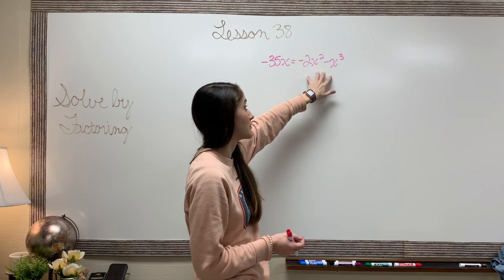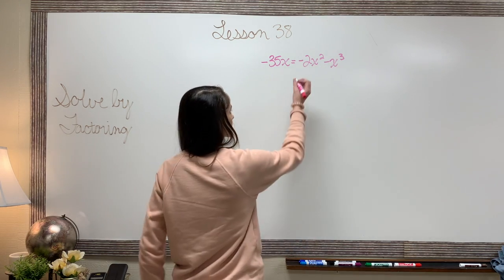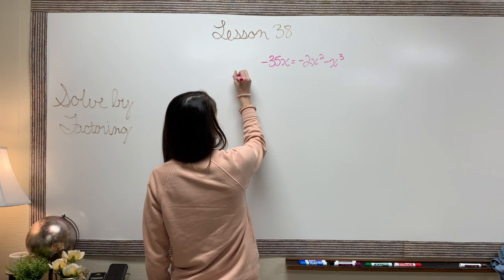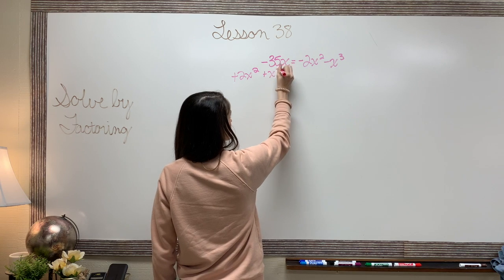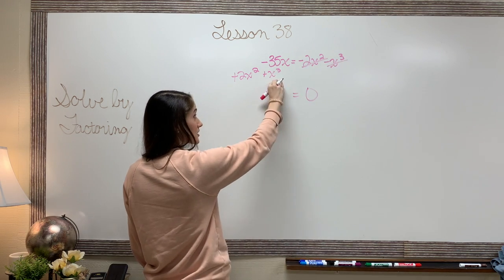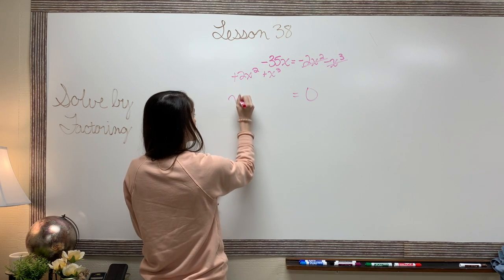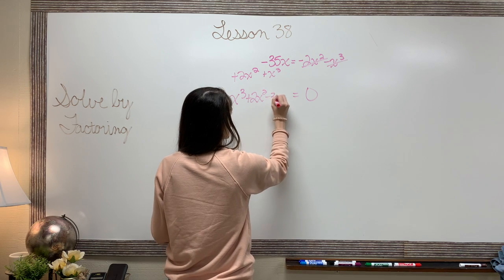So that's why I want to move these two to the other side rather than just moving the minus 35x. So we have plus 2x squared and plus x cubed. So those are gone, and we have 0. And I'm also going to go ahead and put this in descending order. So we have x cubed plus 2x squared minus 35x.